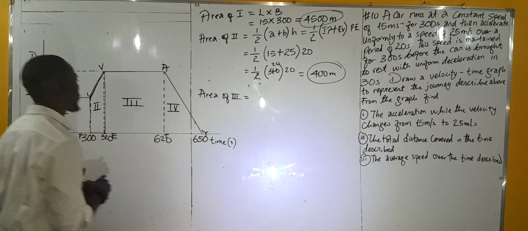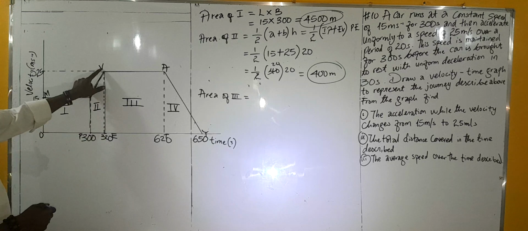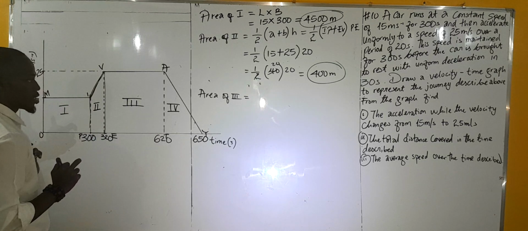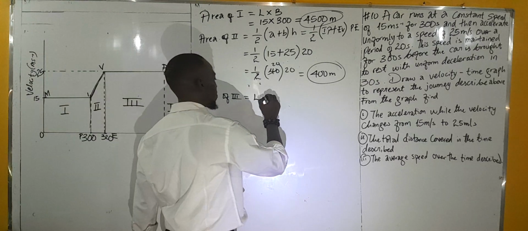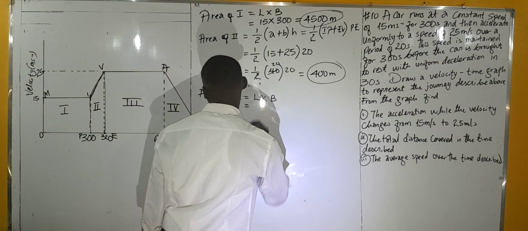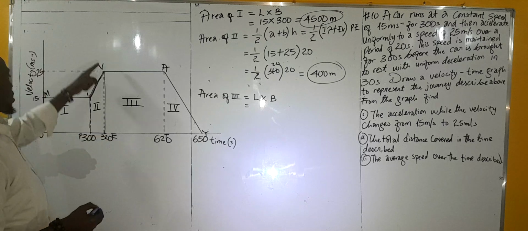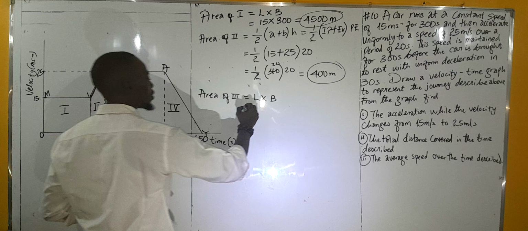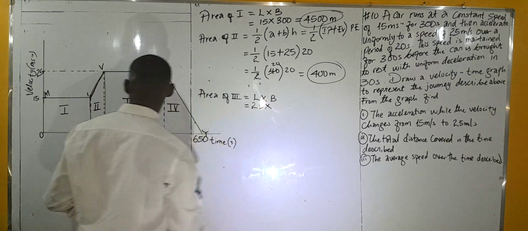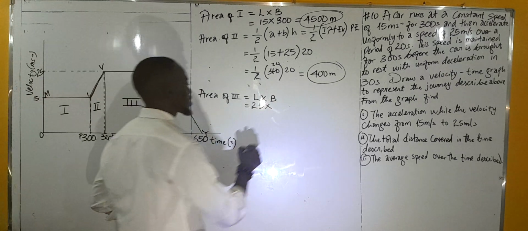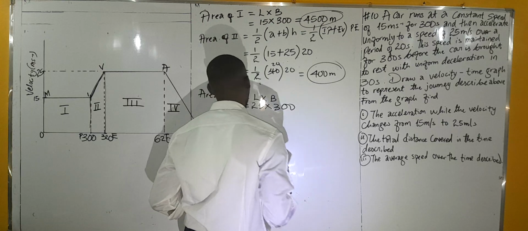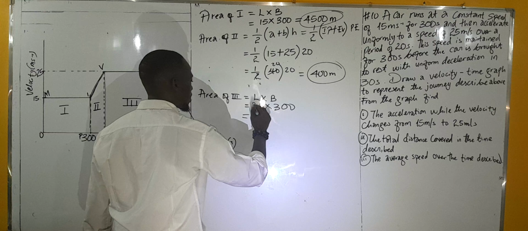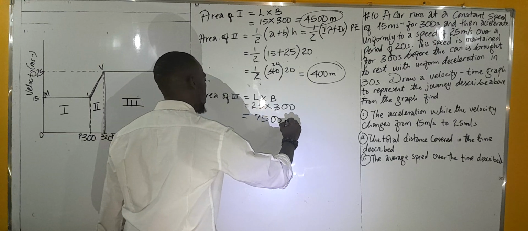All right. Using that value, area of III. Let's look at III. We have 25, and then we have 300. So this is a rectangle. Length times breadth, or you can decide to use VE times ET. It's the same thing. So this will give me 25 times 300, which is 7,500 meters.